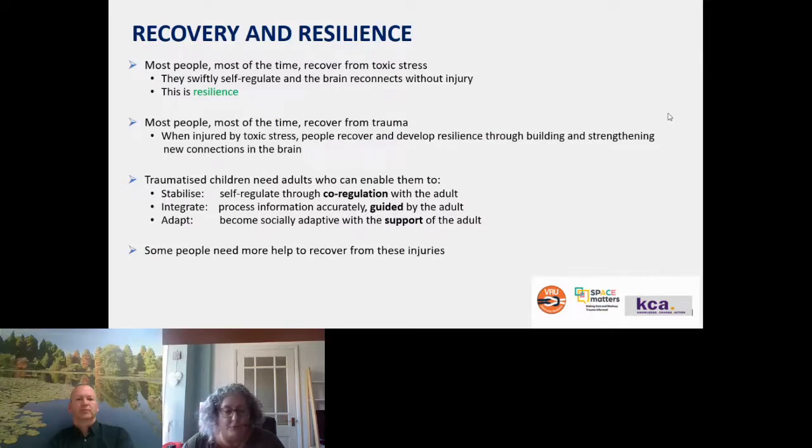We need to think about our traumatized children, so we need to stabilize them, integrate them, and support them to adapt. We need to help them to co-regulate. We need to reframe their language. We need to support them. Next, please.